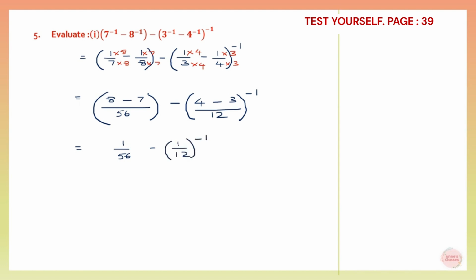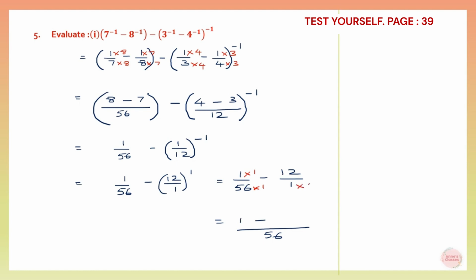Now we are going to change the negative power to a positive power. Now how do we do that? This first one we are writing as it is. 1 by 12 we make it the reciprocal which is 12 by 1 and now the power is positive 1. So this is 1 by 56 minus 12 by 1. Now we have to find the LCM of 56 and 1 which is 56. So the first one is 56 into 1. So this is 1 into 1 which is 1 minus, take the next one, 1 into 56 is 56.